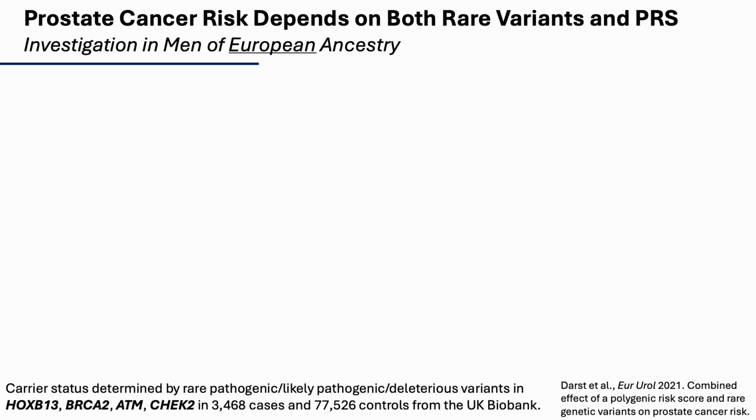So we wanted to look at this in prostate cancer too, to see if carrier status for rare variants and information about polygenic risk score in aggregate could improve prediction of prostate cancer risk. We first conducted this study in the UK Biobank, across a large number of European ancestry men. Here we looked at carrier status for rare pathogenic, likely pathogenic, or deleterious variants across these 4 genes: HOXB13, BRCA2, ATM, and CHEK2, and these are known prostate cancer risk genes, which is why we decided to look at these in particular.